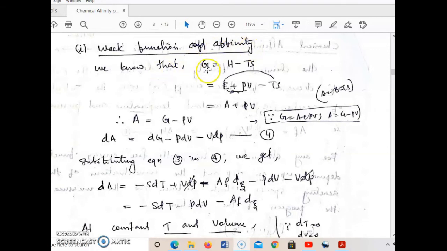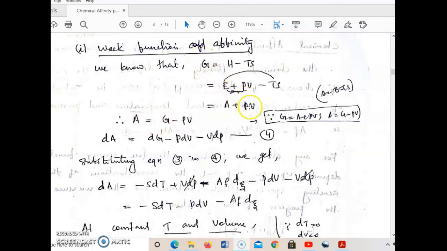For that, let us begin from the basic equation G is equal to H minus TS, and H can be written as internal energy plus PV. Normally we use the symbol U, here I have used the symbol E, which you can substitute for U. So we have the expression G is equal to E plus PV minus TS. And what is E minus TS? It is nothing other than Helmholtz free energy A. A is equal to U minus TS or E minus TS. So instead of E minus TS, we can substitute A. So we have G is equal to A plus PV. Let us rearrange this equation to find A, and A is equal to G minus PV.